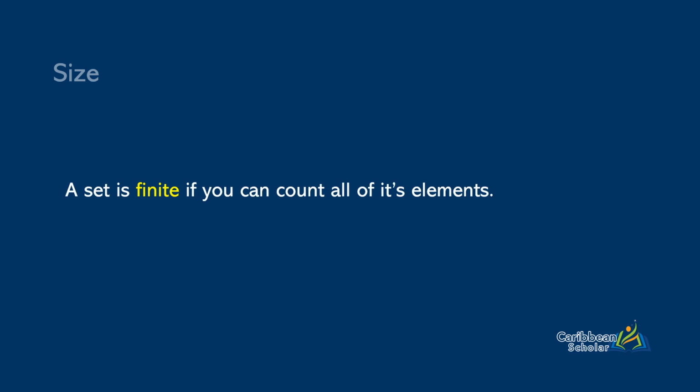As you might imagine, different sets can have different sizes. The way we determine the size of a set at this level is by counting all of its elements. In fact, we say a set is finite if you can count all of its elements. An example of a finite set would be the set of primary colors, and these are just red, yellow, and blue.